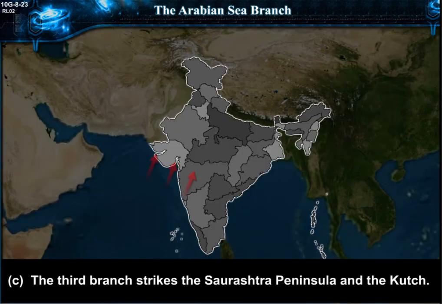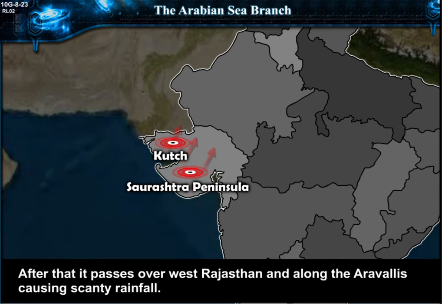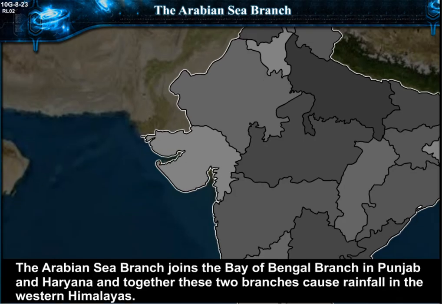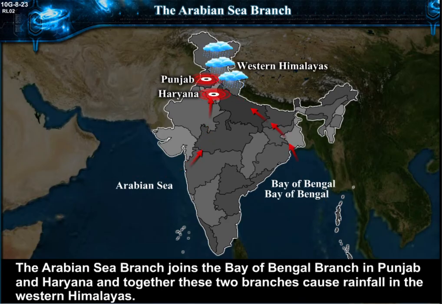C. The third branch strikes the Saurashtra Peninsula and the Kutch. After that, it passes over West Rajasthan and along the Aravallis, causing scanty rainfall. The Arabian Sea branch joins the Bay of Bengal branch in Punjab and Haryana, and together these two branches cause rainfall in the western Himalayas.